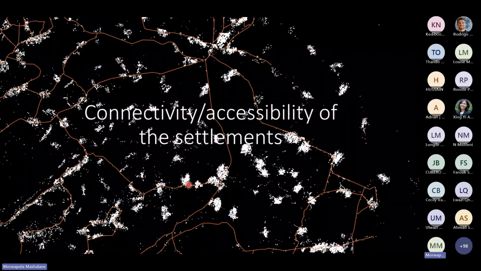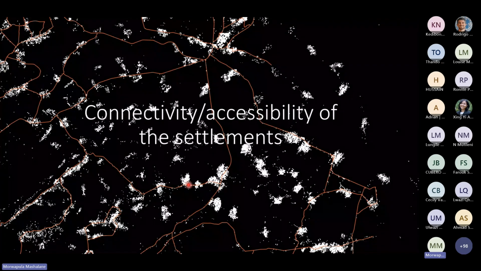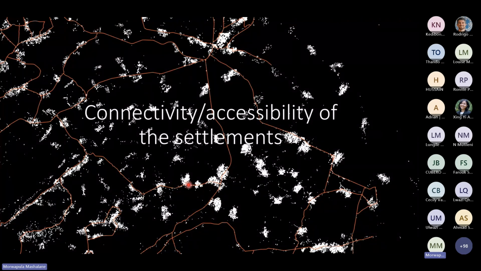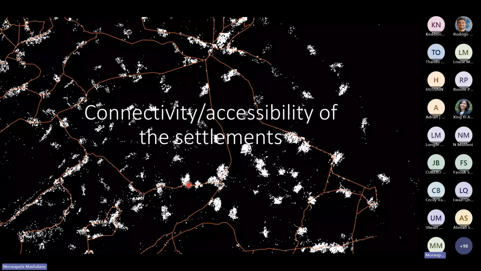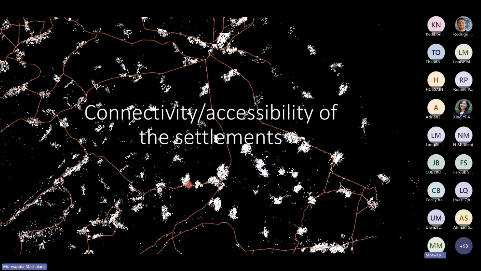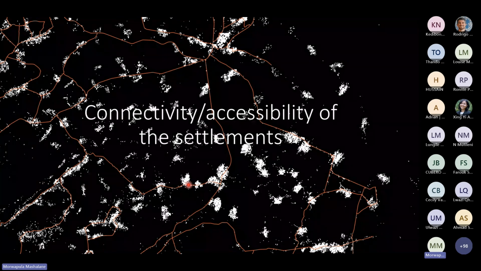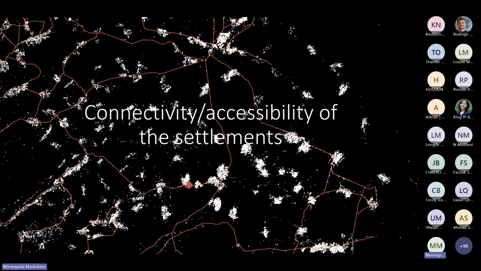Connectivity and accessibility of settlements. There is another phenomenon in South Africa where we have what we call rural villages, and these rural villages often are connected through gravel roads. A gravel road is a road that is not tarred. They often have connectivity issues, whether to the nearest clinic, hospital, or school. You find that a particular village is located very far from schools, and the kids have to attend school every day, hence walking kilometers and kilometers to and from school per day.